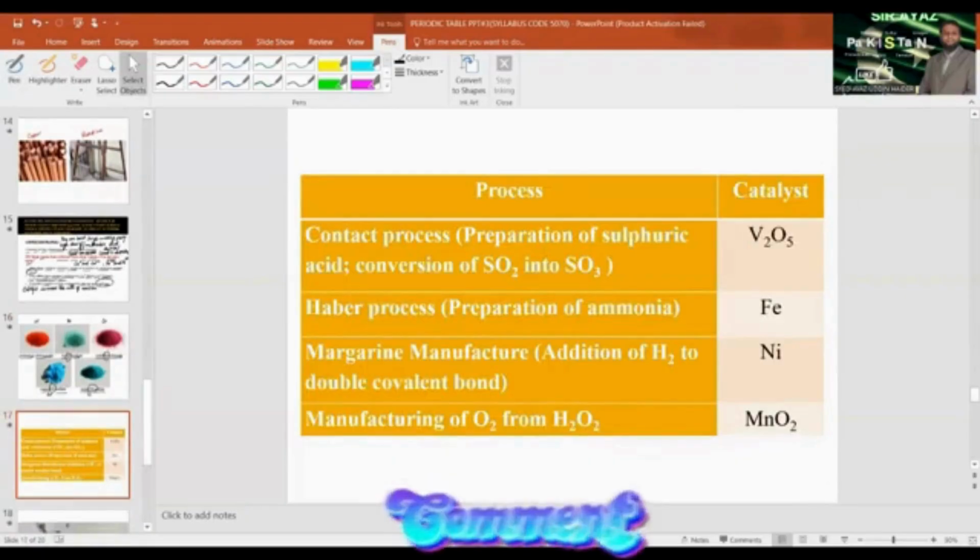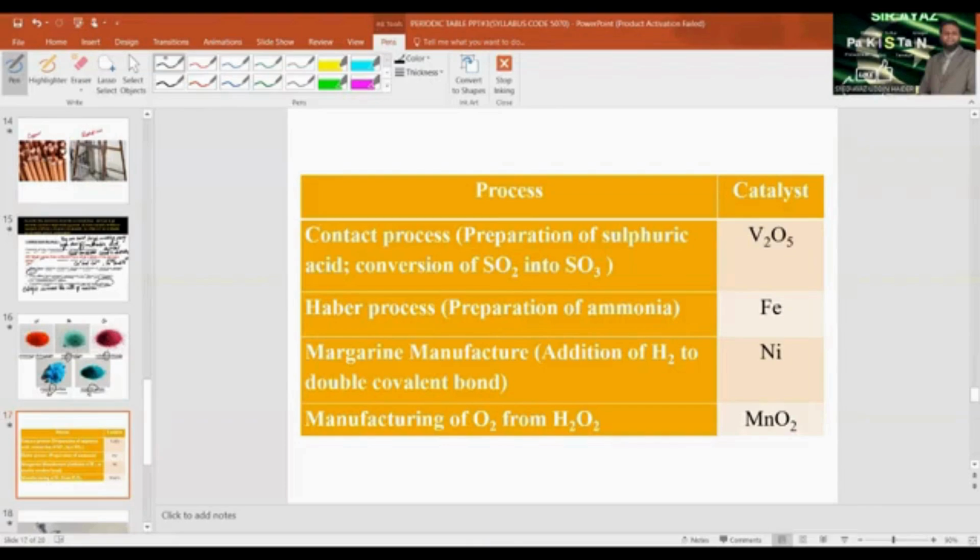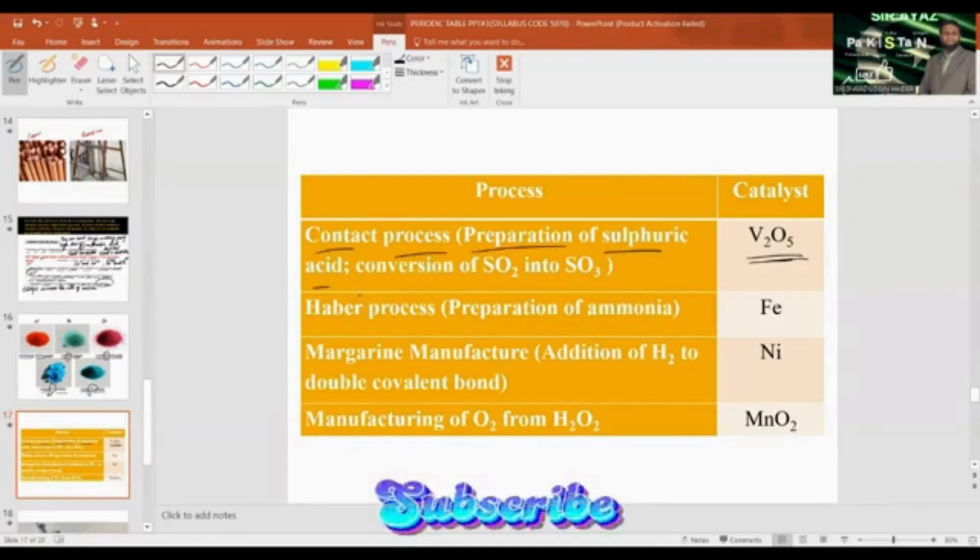So here we have some uses of these transition metals, which are in your syllabus. For example, V2O5. It's a compound of vanadium, vanadium pentoxide. It's used as a catalyst in the contact process. The contact process is used for preparing sulfuric acid. During the preparation of sulfuric acid, there's a step in which SO2 is converted into SO3. It takes place in the presence of the catalyst V2O5.